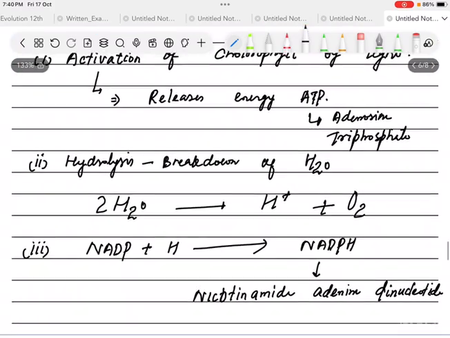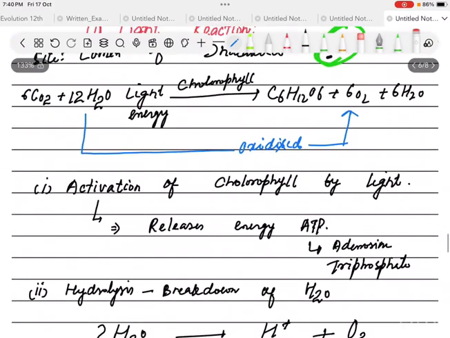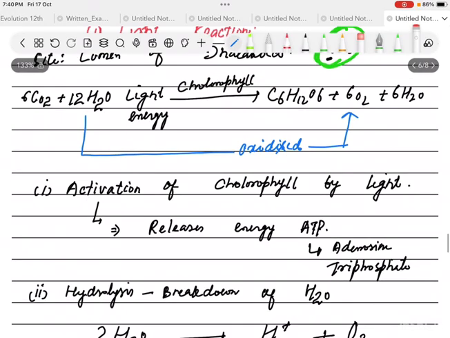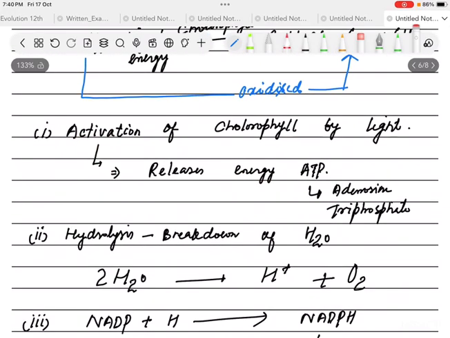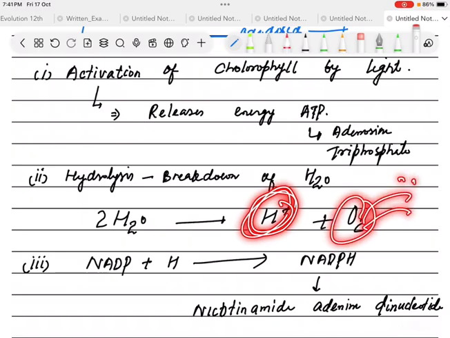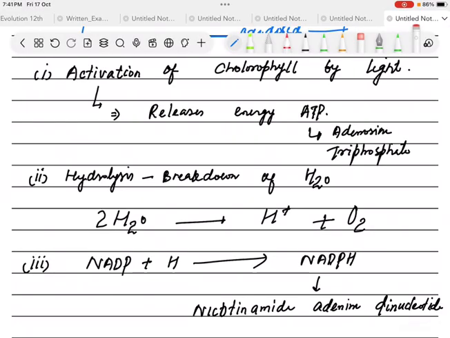Now during the light reaction, what are the products we got? First, the light reaction occurs in the lumen of the thylakoid. And during the light reaction there was oxidation of water. The first step was activation of chlorophyll by light. Once chlorophyll was activated, it released energy in the form of ATP. The second thing was hydrolysis or breakdown of water. Water was broken down into hydrogen ions or protons and oxygen, and this oxygen is expelled by the plant through stomata to the outside environment, into the atmospheric air.